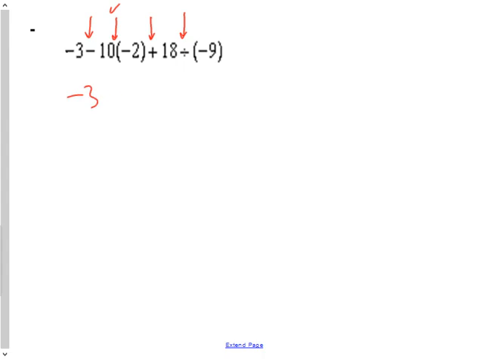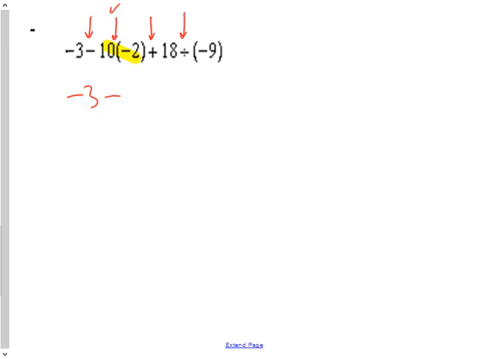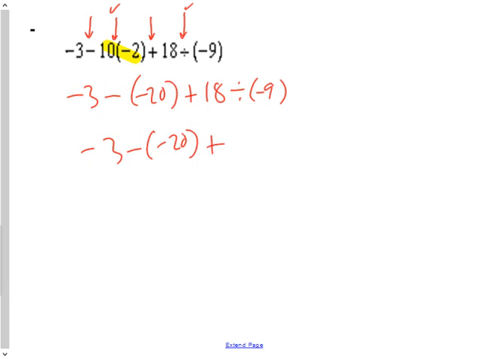So my next line must be negative 3 take away. I'll highlight it. Take away whatever 10 times negative 2 is. And that is negative 20 plus 18 divided by negative 9. The next thing I'm going to do is my division. So this stays where it is. This doesn't change. Negative 20 plus, again, what is 18 divided by 9? It's 2. What is a positive divided by a negative? It is a negative 2.